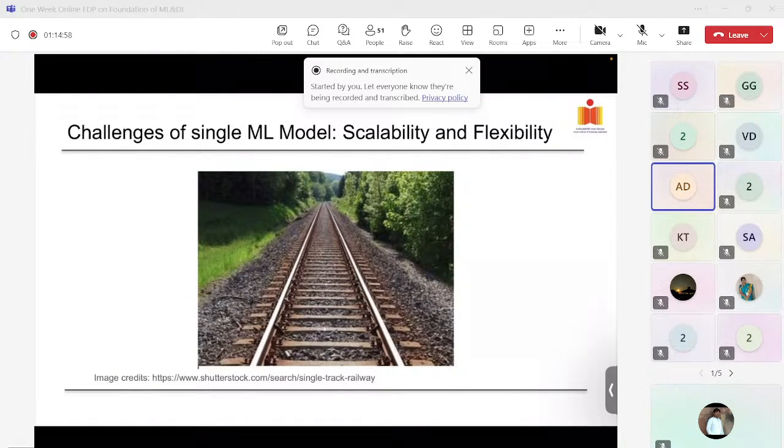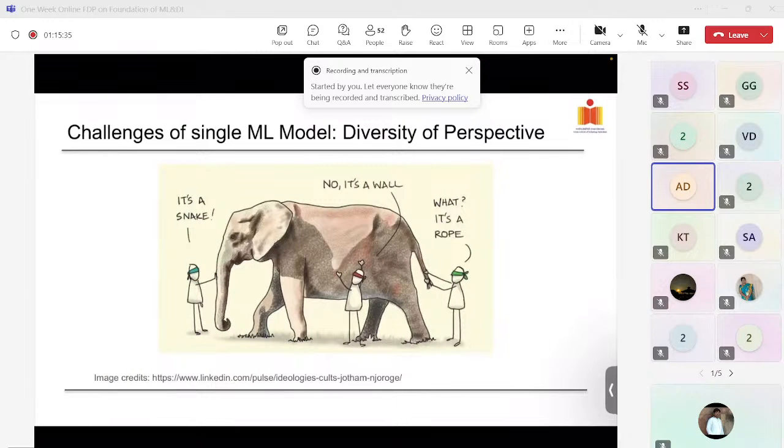So another problem with a single machine learning model is scalability and flexibility. Like you all know, real world data is very adaptive in nature, right? Most of the time the data which you keep getting will be something which you've never seen during training time. So at that point, your model is not very flexible to adapt to this new data. At the same time, if it's a single model and you want to scale it to a lot of computers or to data which has billions and billions of data points, you can't really do that well with a single machine learning model. That is another problem with them. The final problem is the diversity perspective.